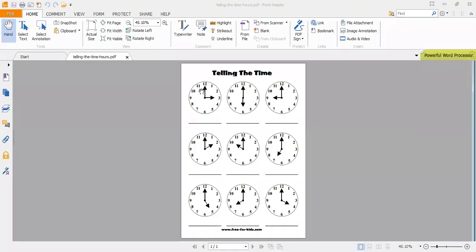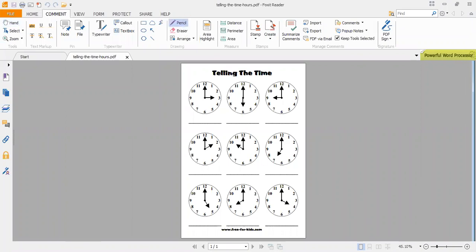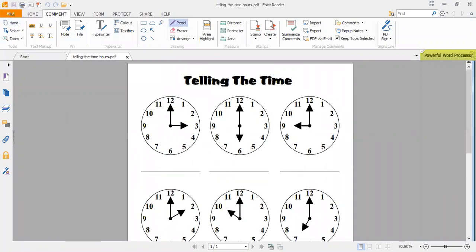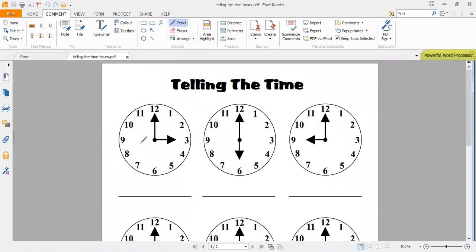Okay, let's try to answer and tell the time. The first one here. To read this clock, we have to know where the hour hand and the minute hand are, because we're going to start reading the clock from the hour hand. The hour hand, we said, is the short hand, and the minute hand is the long hand.